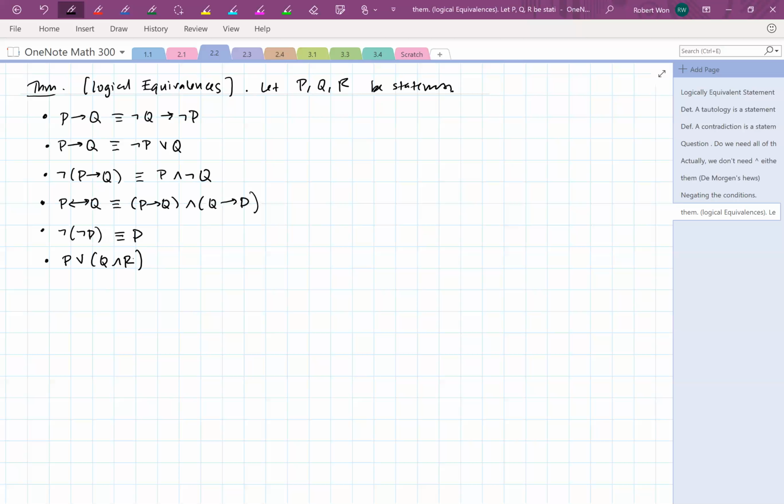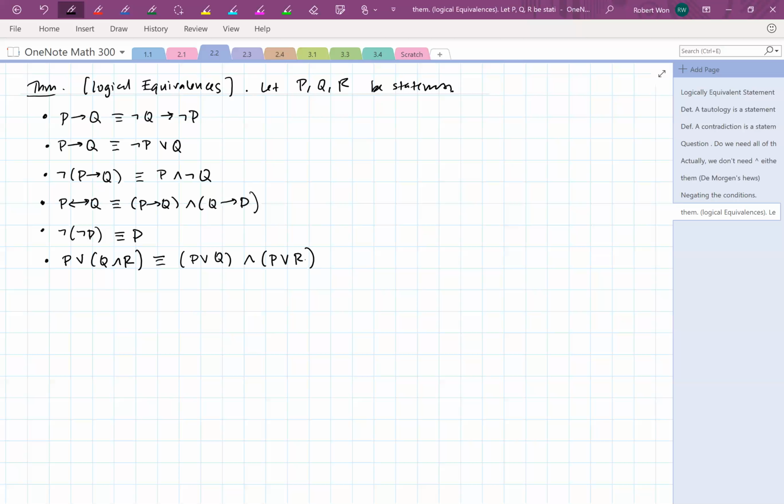So this means that P is true or both Q and R are true. And you can show that this is logically equivalent to P or Q, and P or R. These will be true in exactly the same situations. Namely, if both Q and R are true, then both sides will be true. Or if P is true, both sides will be true. Or if all three of them are true, then they're true. In every other circumstance, both sides will be false.